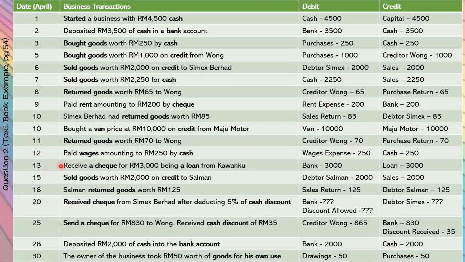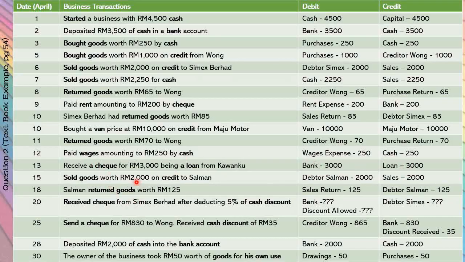12 hari bulan, paid wages amounting to $250 by cash. So expense kita bertambah, debit expense, credit cash, cash kita berkurang. 13 hari bulan, receive a check of $3,000 being a loan from kawanku. So kita berhutang dengan kawanku, loan kita bertambah RM3,000, creditor liability bertambah sebelah kredit. Bank kita bertambah sebab receive check ya. So debit bank RM3,000, credit loan.